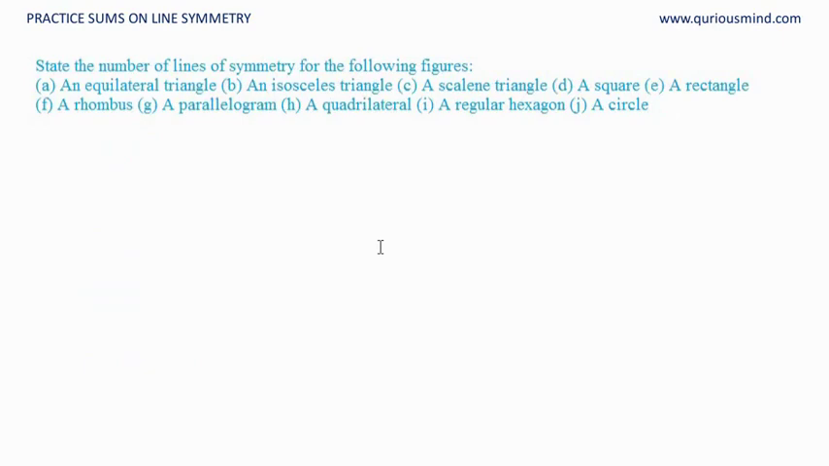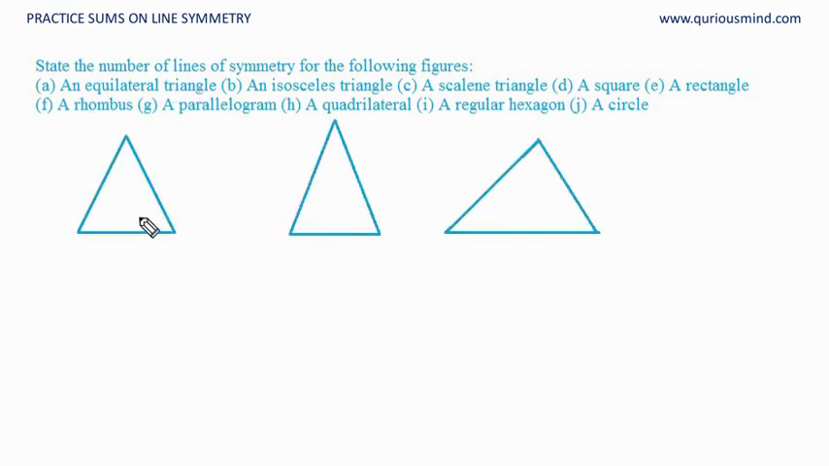State the number of lines of symmetry for each of the following figures. An equilateral triangle. So let's draw an equilateral triangle. We have already seen that through the equilateral triangle, if I go through this vertex and the center of the opposite side, then that is actually a line of symmetry. So this is a line of symmetry. It makes two triangles. And same way, we can do that from each of the vertices. So there would be three lines of symmetry for an equilateral triangle.